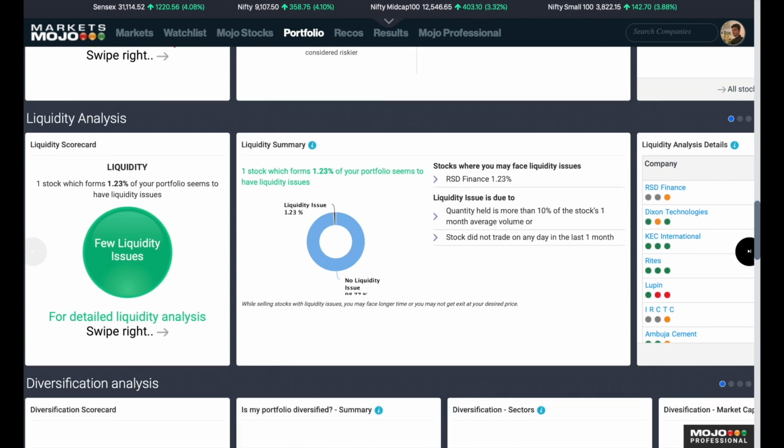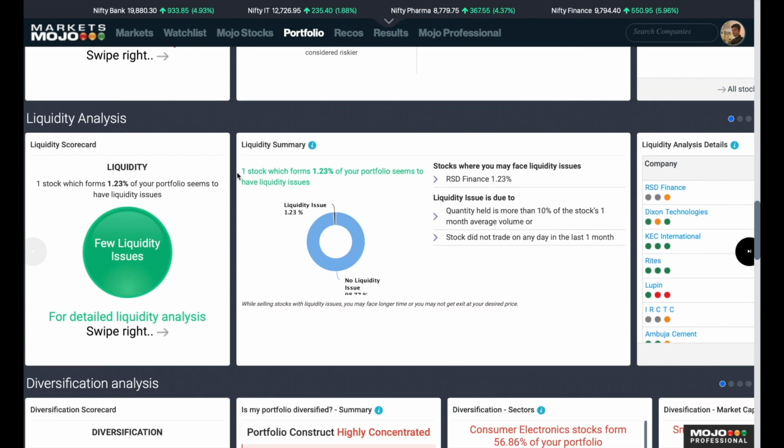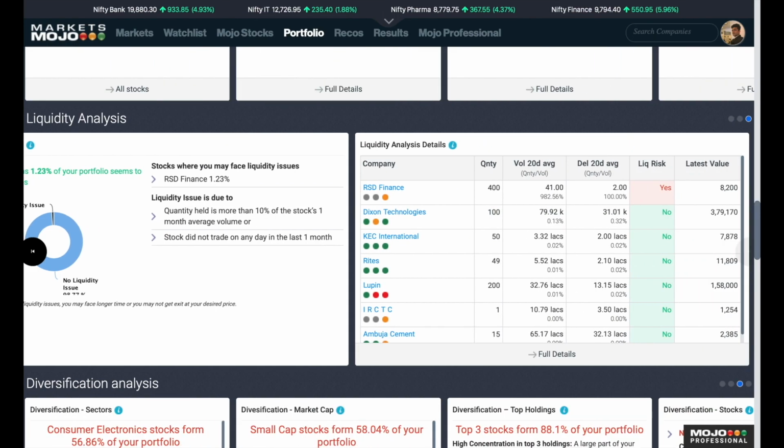There is one stock which forms 1.2% of your portfolio where you may face a liquidity risk. You could also click on full details for a better picture.